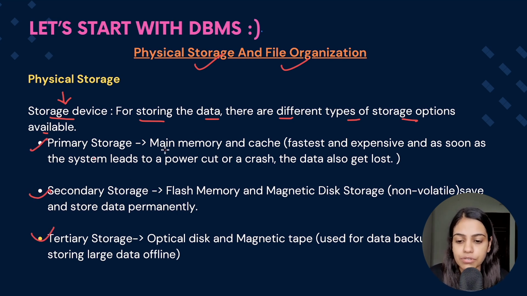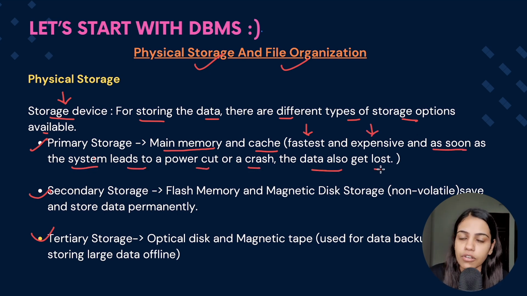Now coming to primary storage. It is basically the main memory and the cache memory. It is fastest, it is expensive, and as soon as the system has a power cut or crash, the data also gets lost. So data is only stored in the system until there is a system crash or power failure. After that, the data is lost.